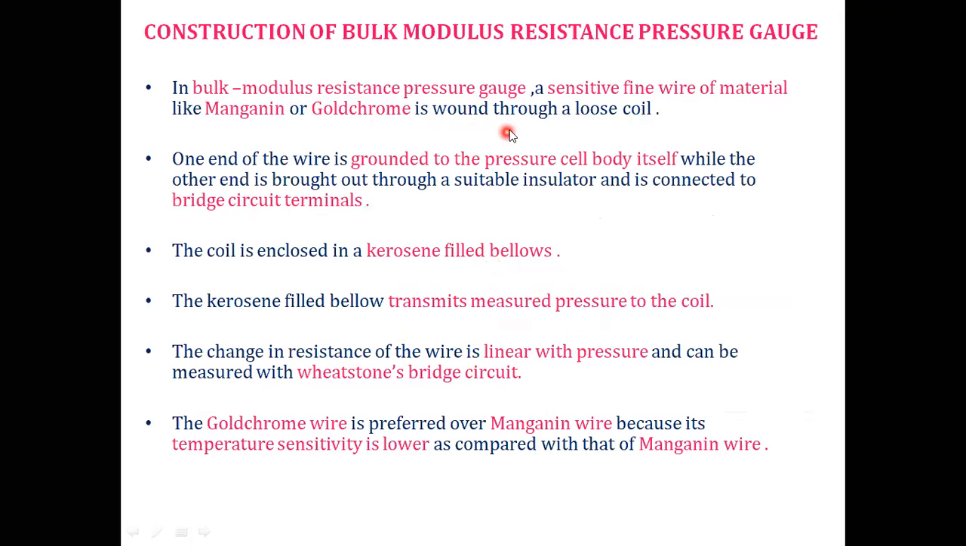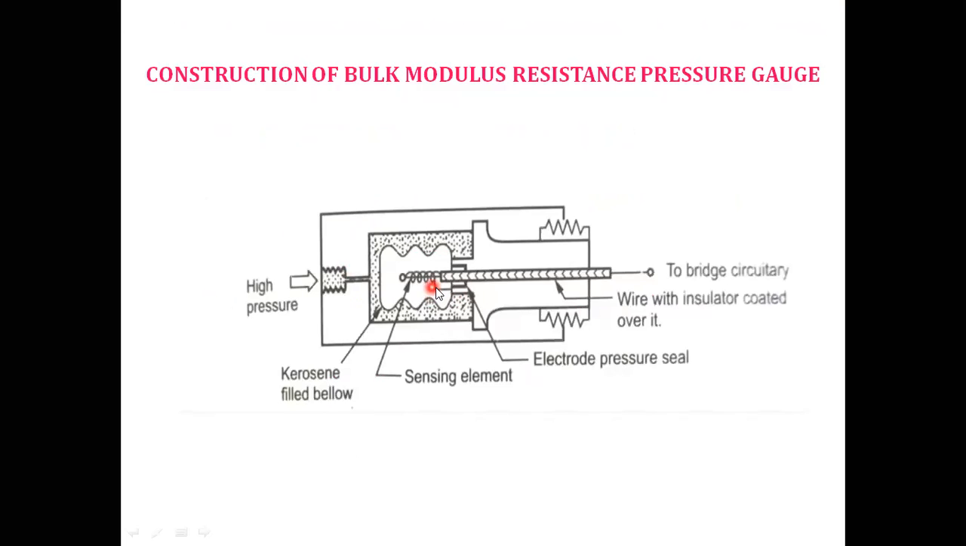In the bulk modulus resistance pressure gauge, a sensitive fine wire of material like manganese or gold chrome is wound through the loose coil. One end of the wire is grounded to the pressure cell body itself, while the other end is brought out through a suitable insulator and is connected to the bridge circuit terminals here. This wire is going to be connected to the bridge circuitry.